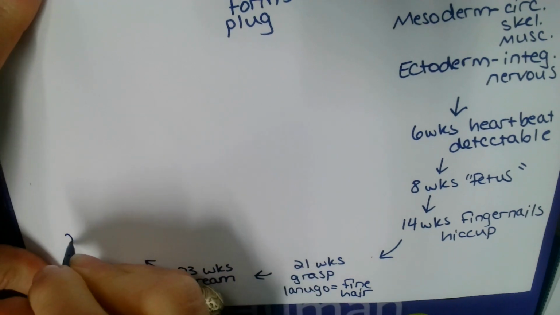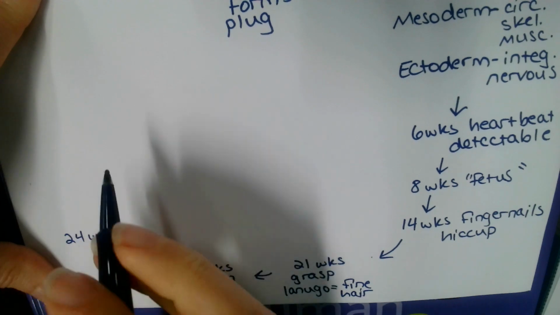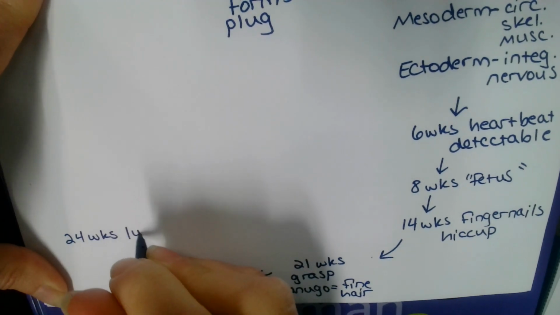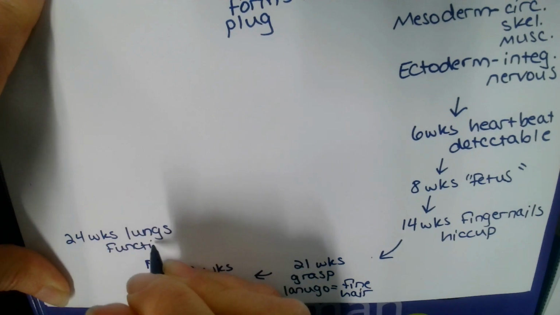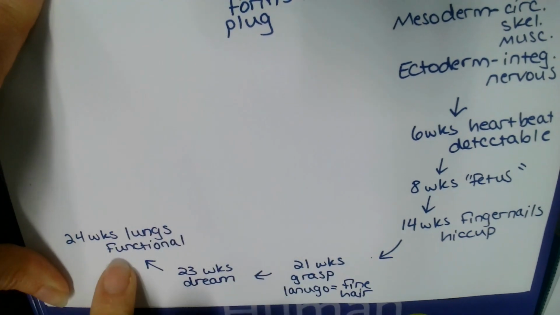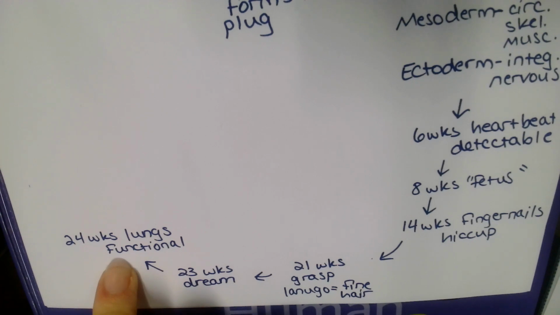At 24 weeks, we have a major milestone because the lungs, for the most part, are functional. And in order for a baby to survive, it doesn't need to have everything complete, but the lungs are very important. That is the one main thing that the baby needs in order to be able to survive outside the mother, is have lungs.